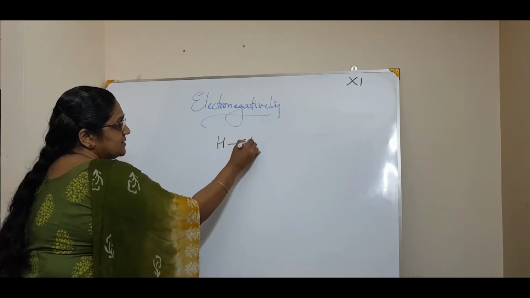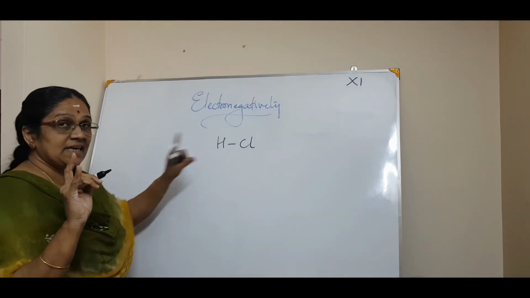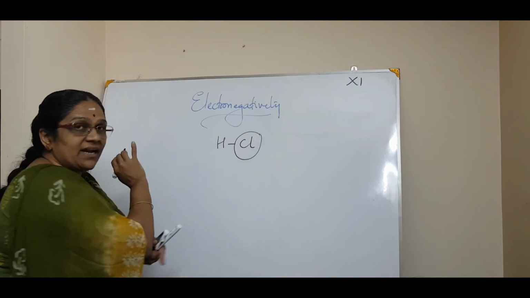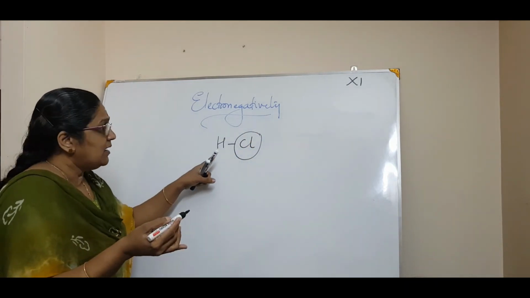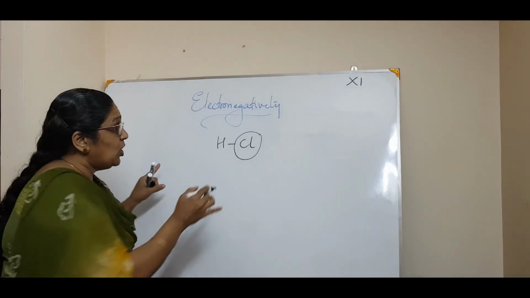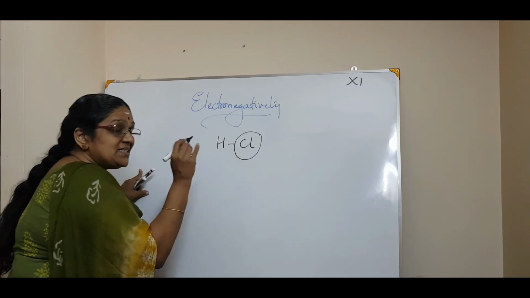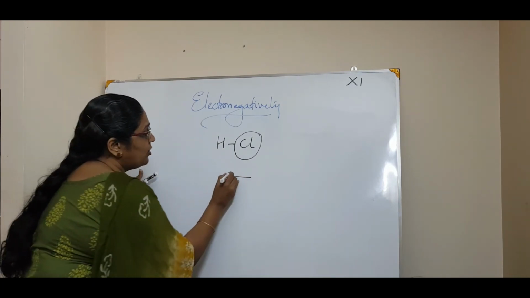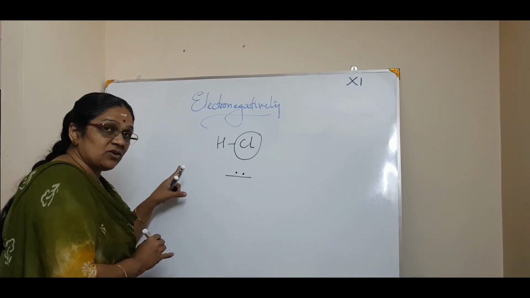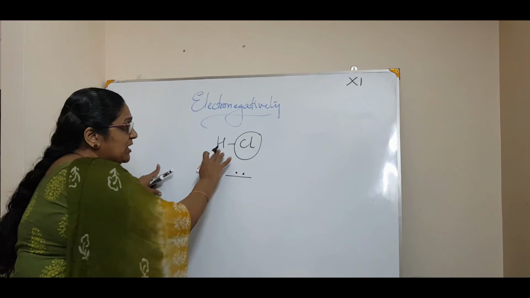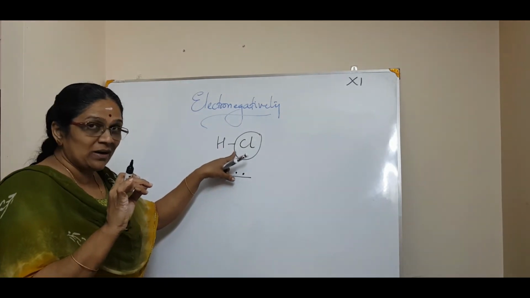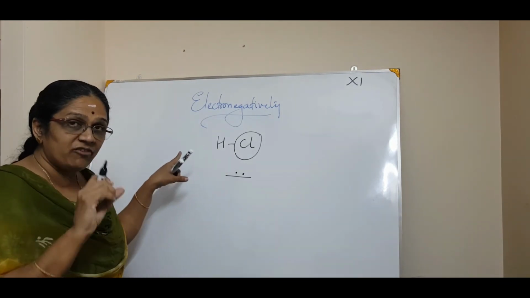For example, HCl, just an example. If I say chlorine is more electronegative than hydrogen, we'll come to that. See, what is this bond? This bond means 2 electrons, isn't it? Now these 2 electrons are there to make a bond between hydrogen and chlorine. That is, hydrogen will share 1 electron and chlorine will share 1 electron to make a covalent bond, right?